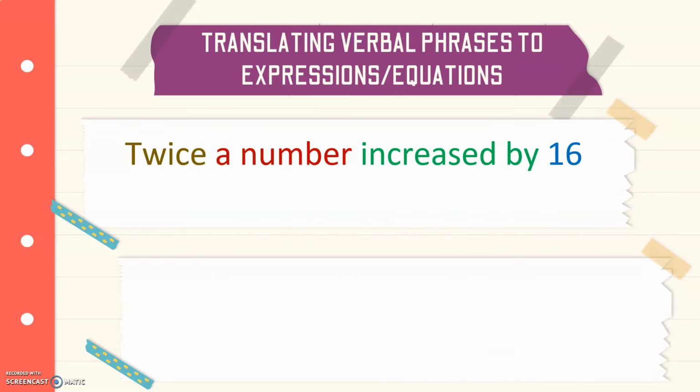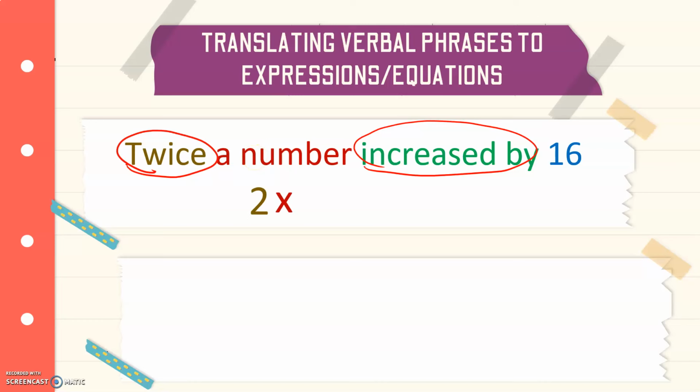Another one, twice a number increased by 16. We have here two operations involved. First one is twice, it means multiplication. Increased by means addition. Since it was stated that we will have twice a number, it means that we will double a specific number. But this number is not yet given, so we'll use a variable to represent it. So twice a number means 2 times x, whatever the value of x is.